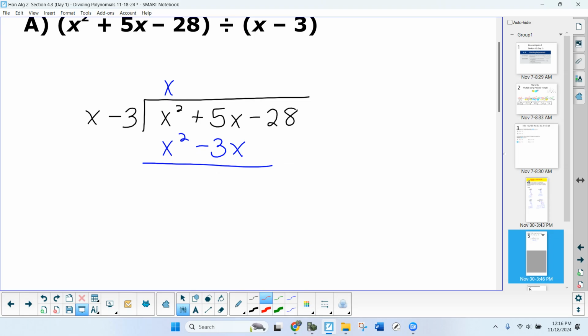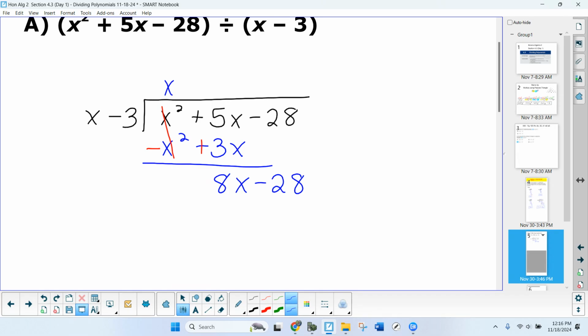Subtract. So this one becomes subtract, but this one becomes what? Plus. Okay, this one was a subtraction, but it becomes an add. So what happens to the x squareds? They eliminate each other. And then what's 5x plus 3x? 8x.